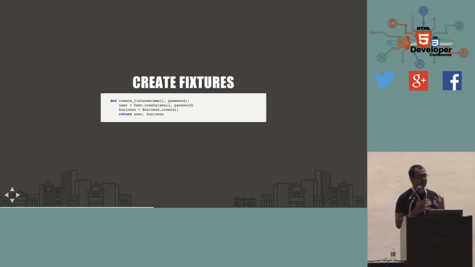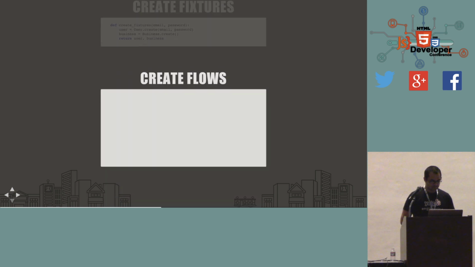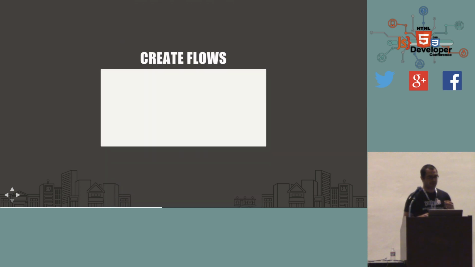So the first thing we've got to do is create some fixtures. Before we can actually run anything in Selenium, especially if it's a logged in experience, we're going to need to create a few things. So we're going to create a user, and we're going to create a business object based on an email and password. Once we actually have that, we can start thinking about what's the flow that we're actually trying to test.